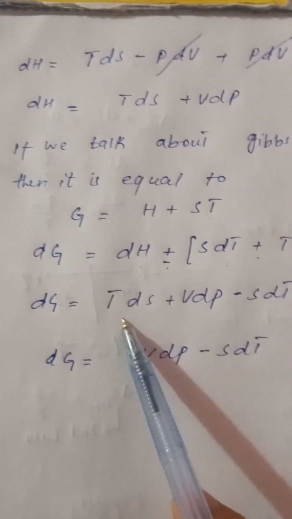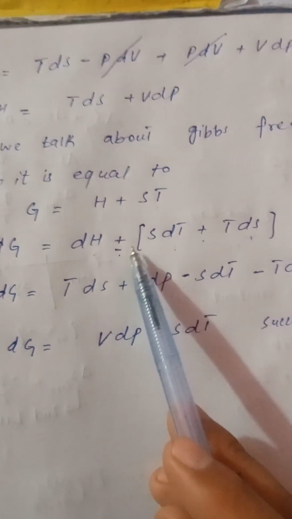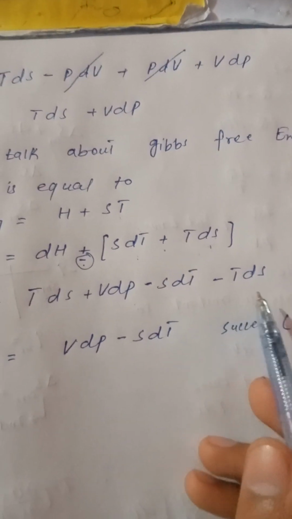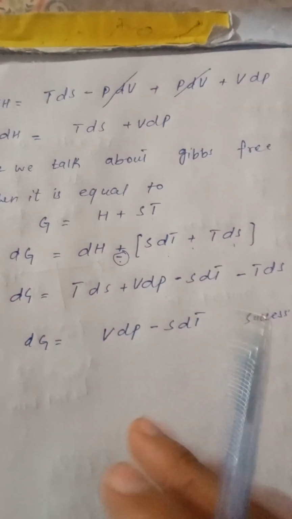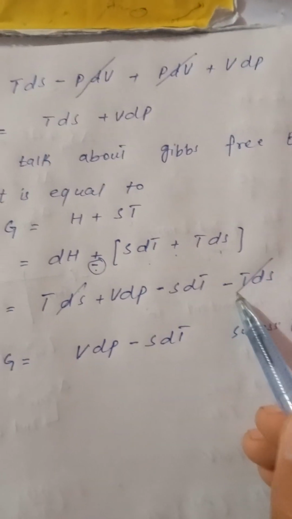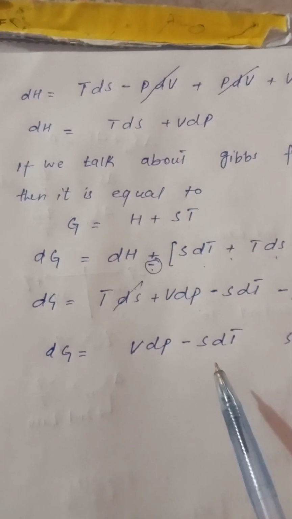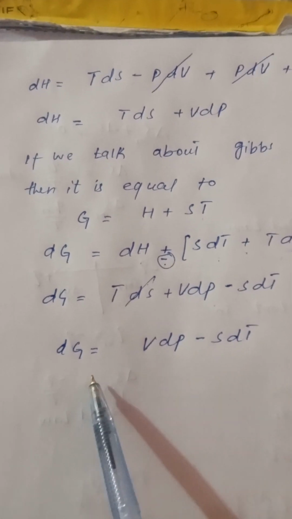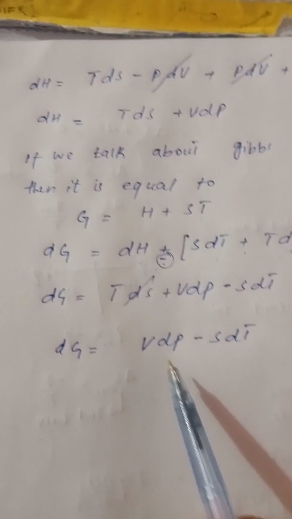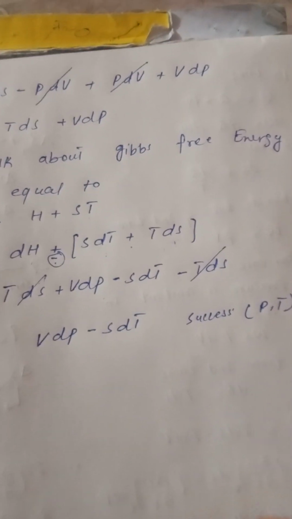We put the value of dH here: TdS plus VdP minus SdT, minus TdS. Here TdS is in plus, and this TdS is in minus. We cancel it, and we have VdP minus SdT. This is the change in Gibbs free energy of the system. dG, the change in Gibbs energy, is equal to the volume times the change in pressure minus the entropy of the system times the change in temperature. This is expressed in terms of pressure and temperature.